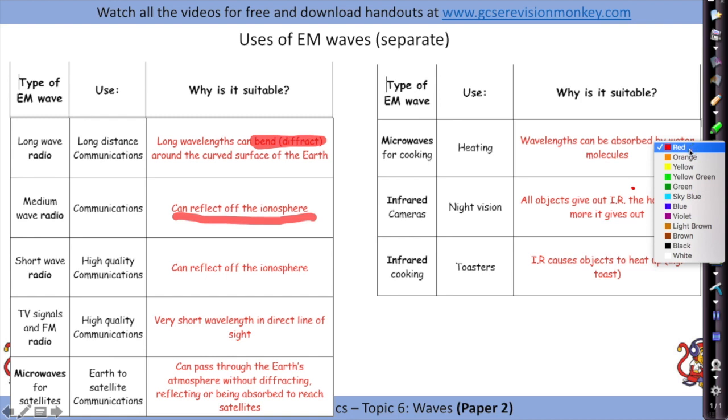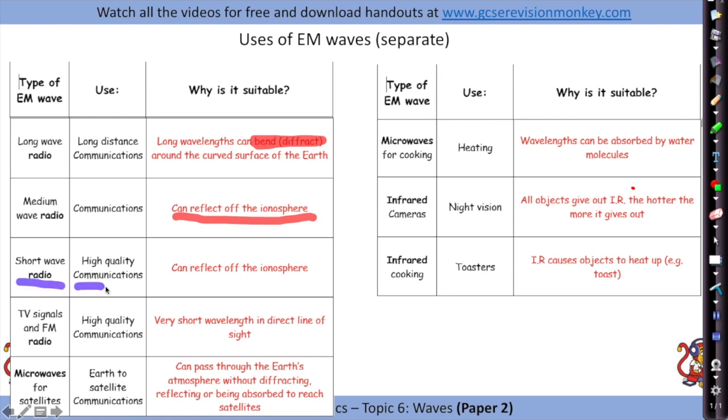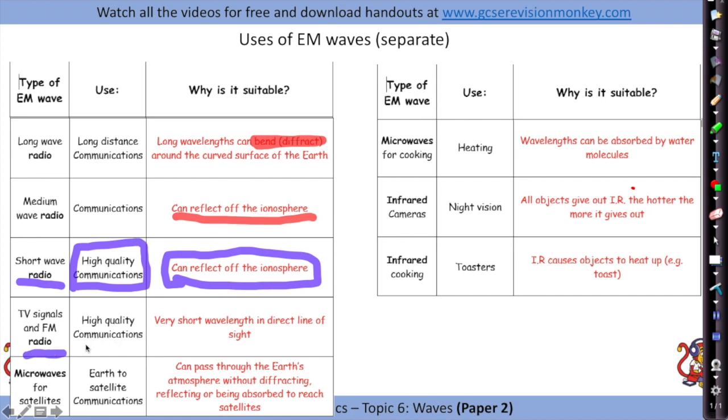The more it reflects, the more the signal will be deteriorated, and the worse the signal will be. Shortwave radio is a high quality communication, so Radio 1 will broadcast on that, for example, and that'll travel slightly less far, but again can reflect off the ionosphere or the atmosphere. TV signals and radio are used for high quality communications.